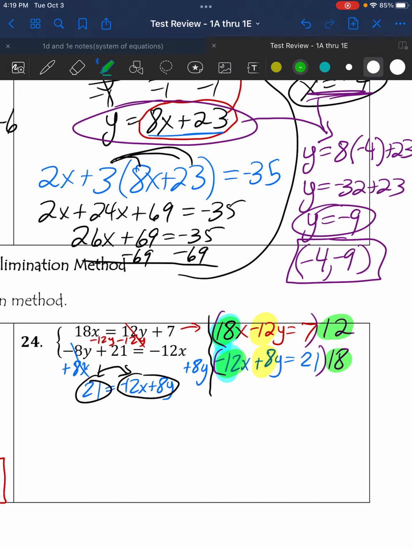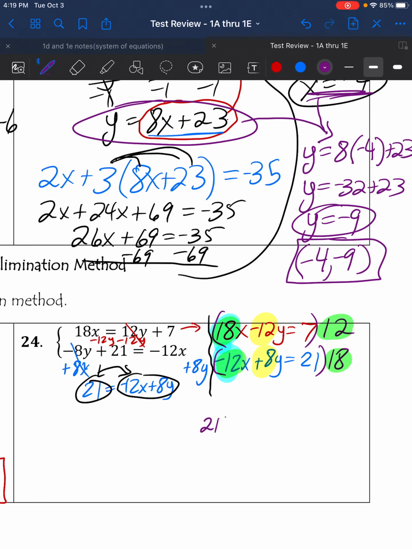And you might be like, why did you switch that? Well, your goal is to get opposite coefficients. So 12 times 18 is the opposite of negative 12 times 18. They're going to be opposite coefficients in the end. So I have 12 times 18 is 216. Big numbers, but we can deal with big numbers.